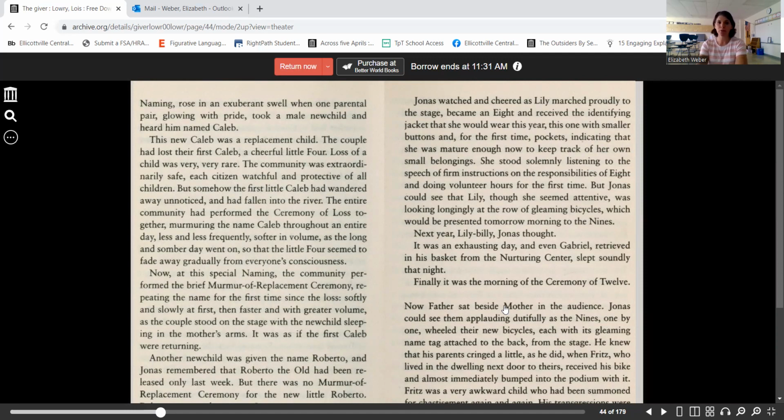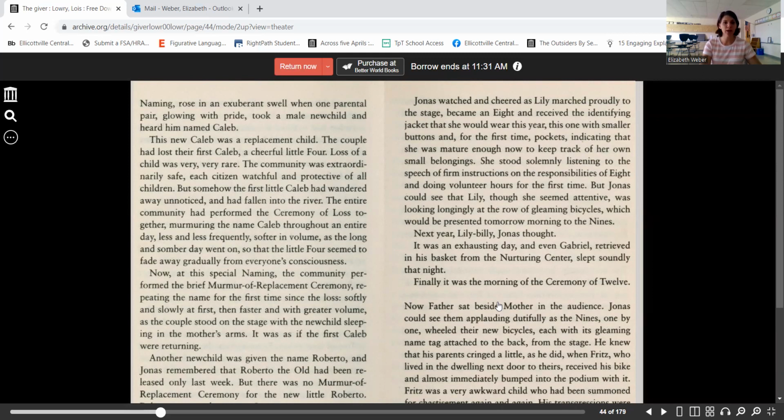This new Caleb was a replacement child. The couple had lost their first Caleb, a cheerful little 4. Loss of a child was very, very rare. The community was extraordinarily safe, each citizen watchful and protective of all children. But somehow the first little Caleb had wandered away unnoticed and had fallen into the river.